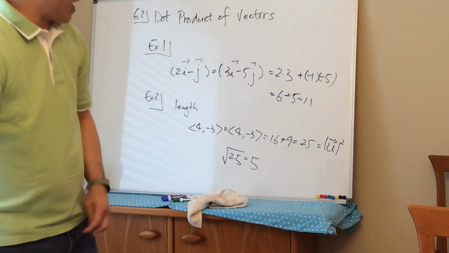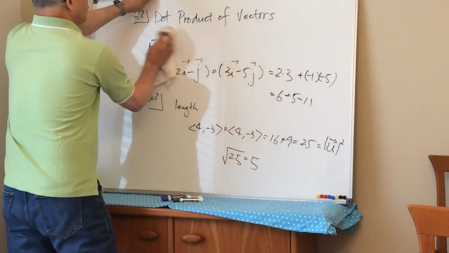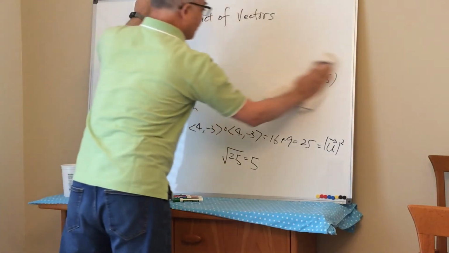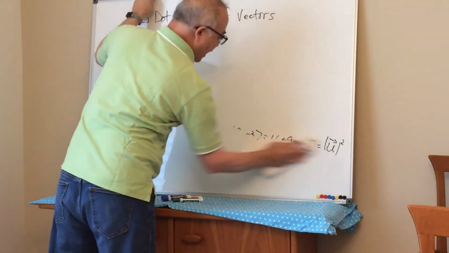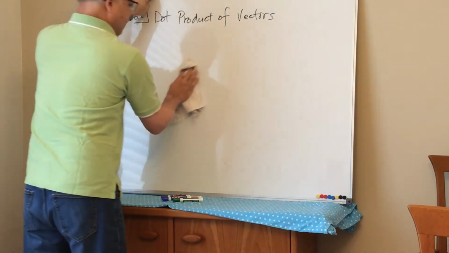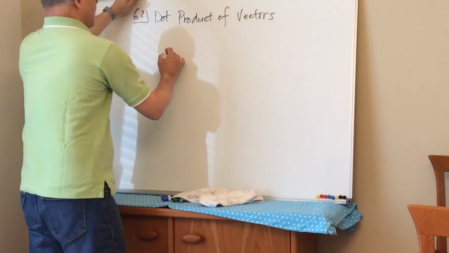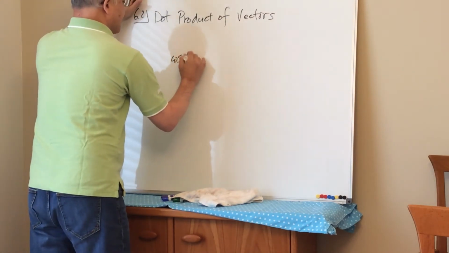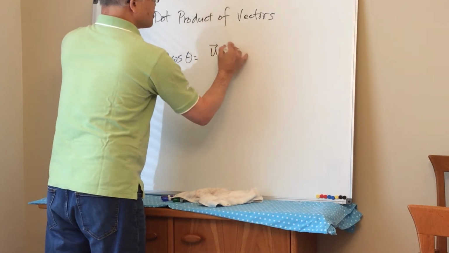Okay, now we're going to talk about the angle between the vectors. If I have 2 vectors, there is a way to calculate the angle using the dot product. Okay? And this is something that comes up quite often. This is a question that is one of my favorites on the exam.